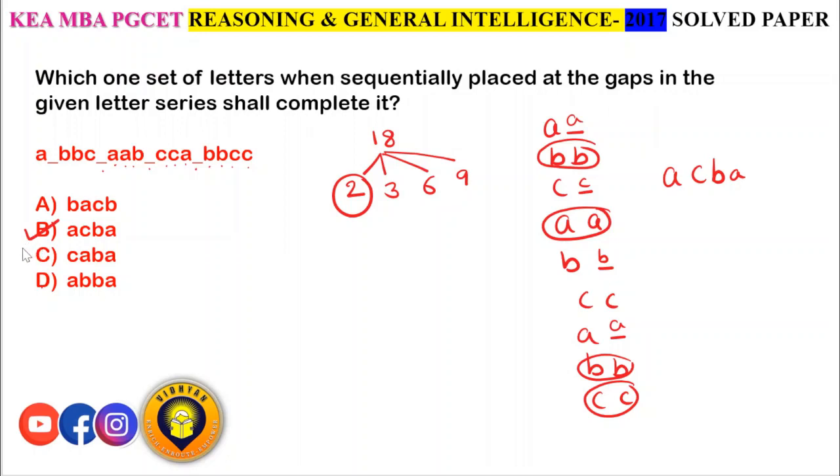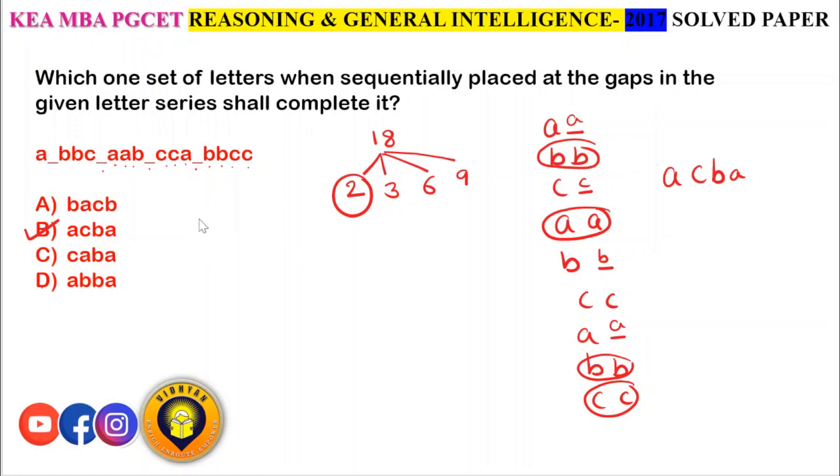Suppose we had chosen 3 letters. Sometimes we don't get any pattern by choosing 2 letters. Then we should go with 3. If we don't get a pattern with that also, then we should go with 6. Like that, we have to think.